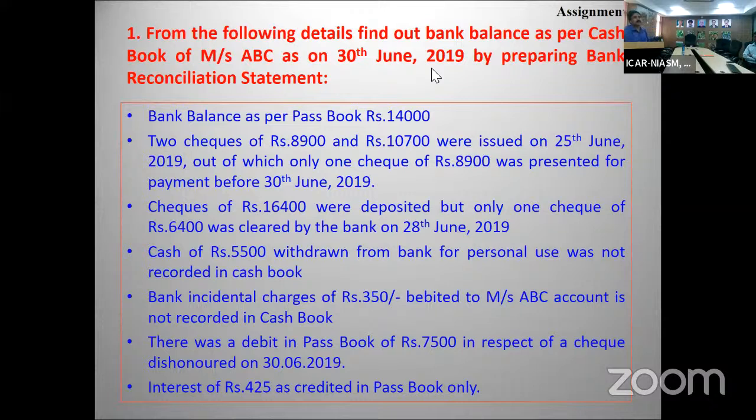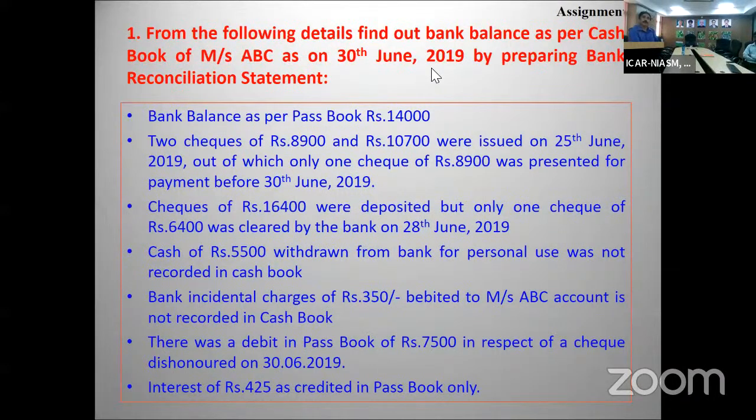The next: bank institutional charges of 350 debited to Messrs ABC account, not recorded in the cash book. Bank has deducted 350. When the bank deducts, the bank can do it in the passbook only, not in the cash book. Cash book is our property. Whatever transaction we do, we make it in the cash book. But whatever transaction is done by the bank, that should be reflected in the passbook. When bank charges are debited it means less, credited means more.